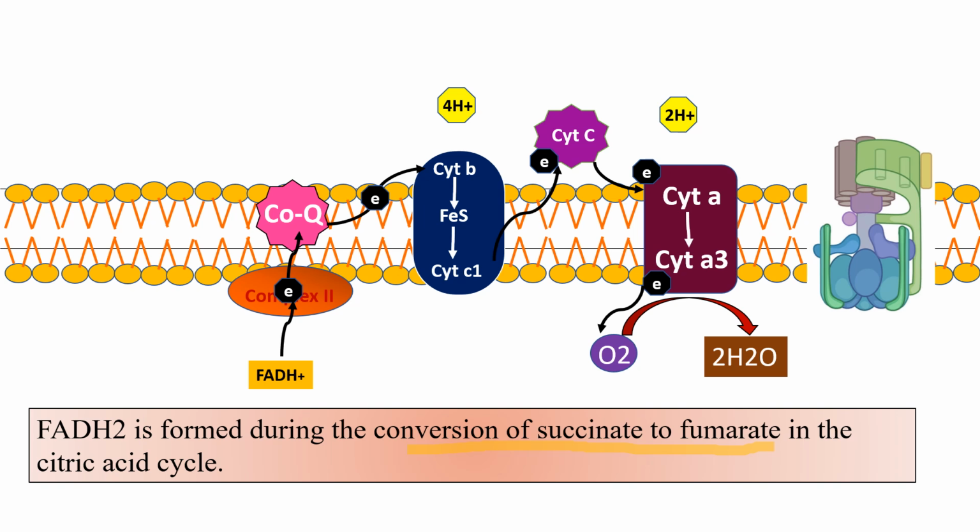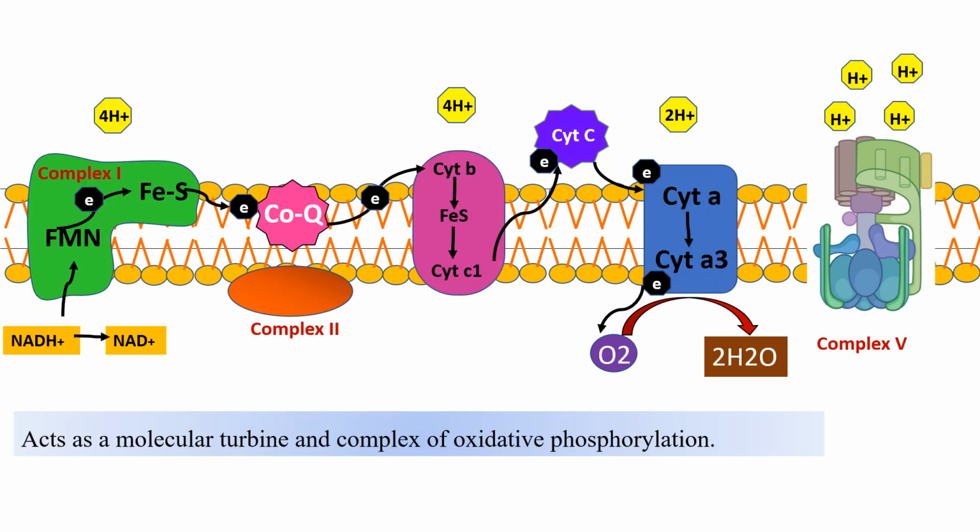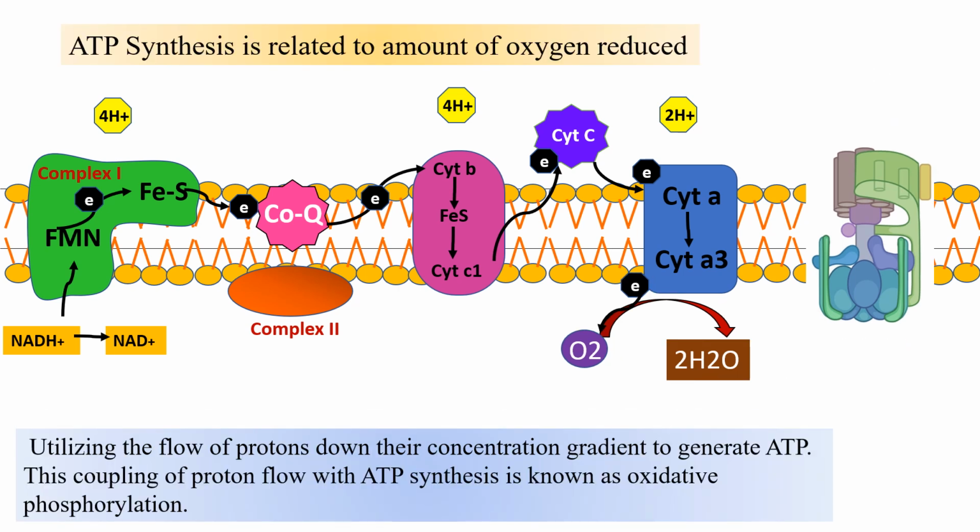Then next is complex five, which is ATP synthase. ATP synthase uses the proton gradient to form ATP. Complex five acts as a molecular turbine of oxidative phosphorylation, and it utilizes the flow of protons down their concentration gradient to generate ATP. This coupling of proton flow with ATP synthesis is known as oxidative phosphorylation.